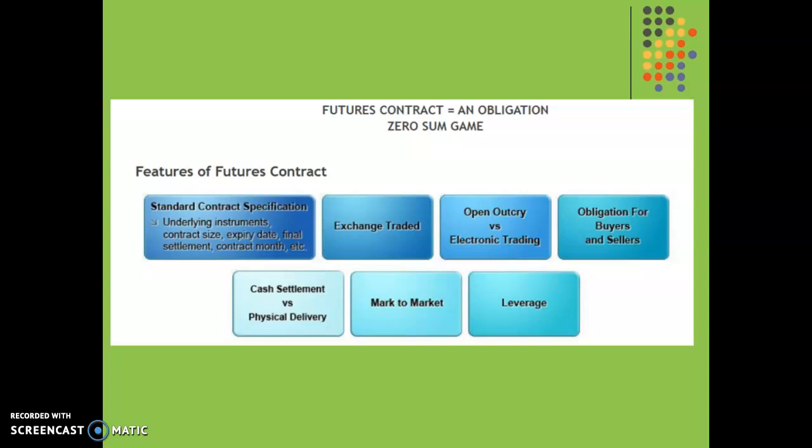If you trade futures contract, by the end of expiration date, you may just do cash settlement or you might settle for the actual physical delivery. Since it is organized, traders can mark their transaction to market and transact based on leverage or margin.